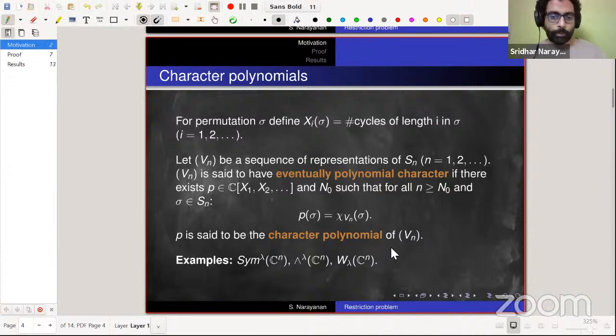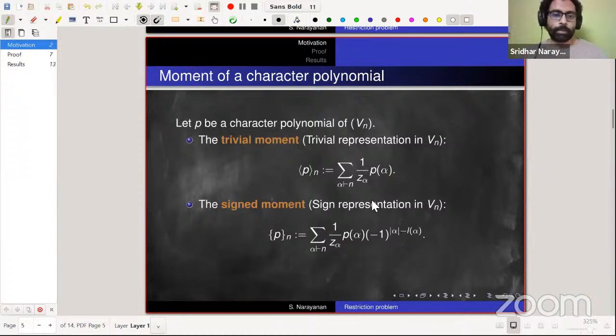Now, in the interest of time, I won't be going into the character polynomials much in this talk. So what I will do is I will directly give you the generating function associated to hook-shaped character polynomials, and then we will be interpreting those generating functions.